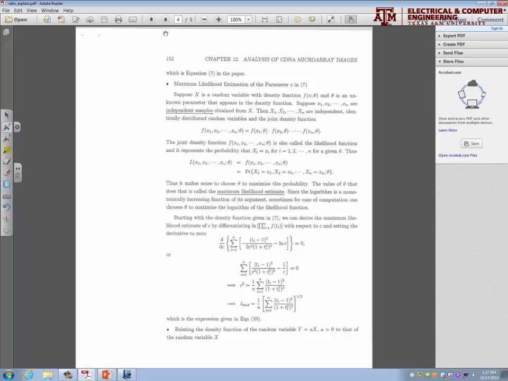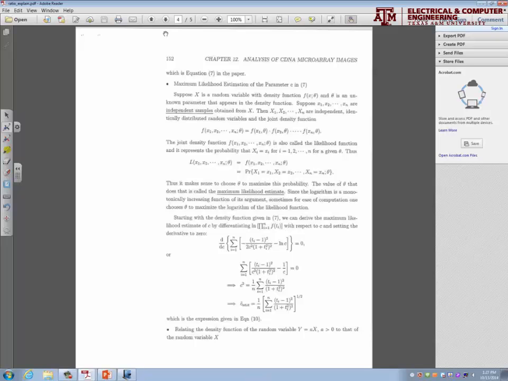The other thing I want to cover is the maximum likelihood estimation. This is a topic that will be covered in maybe the grad courses. The idea is the following. Suppose x is a random variable with density function f of x and theta. So the density depends on some parameter theta. Like if it's a normal distribution, theta could be the mean and the variance. Theta is an unknown parameter which appears in the density function.